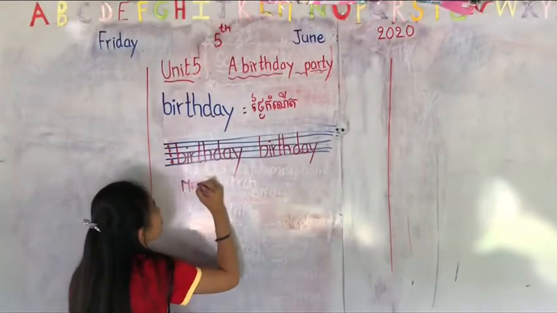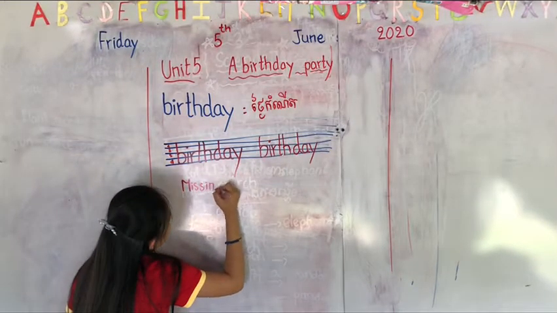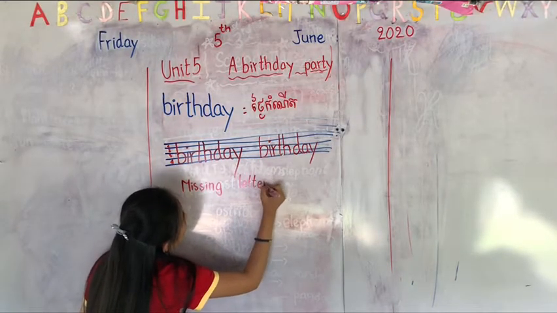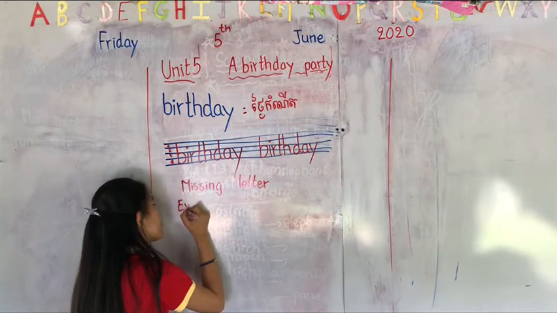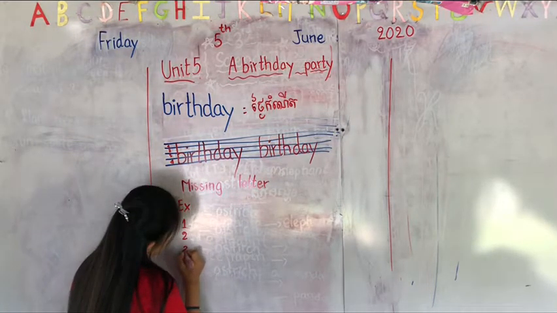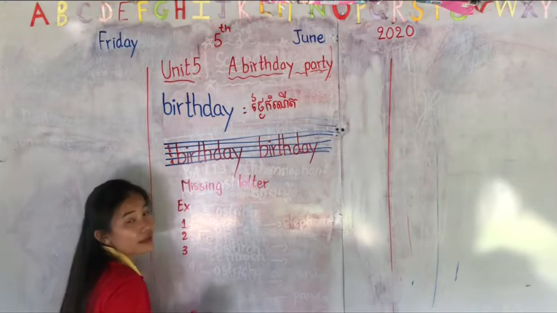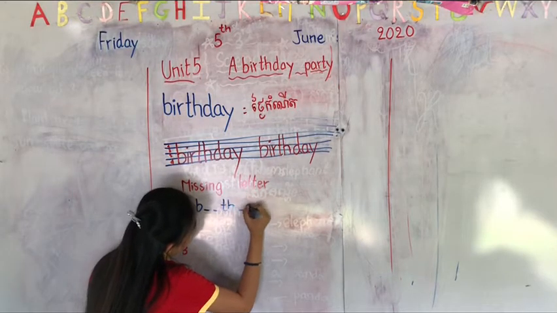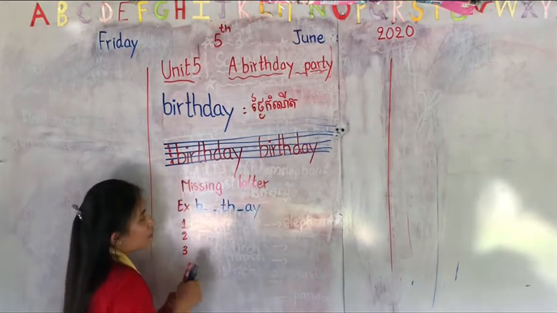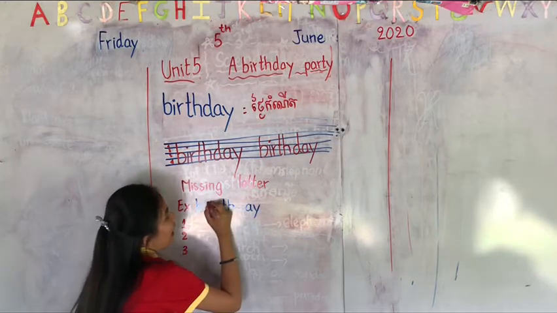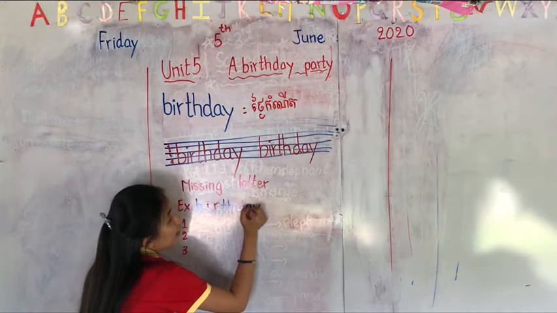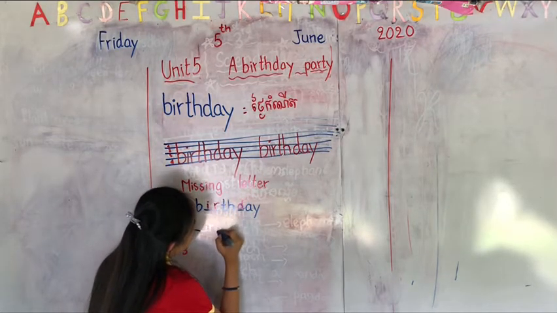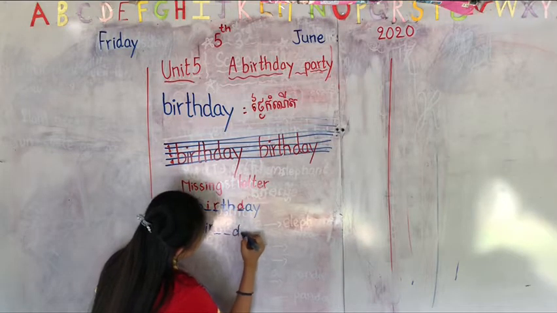Missing letter. Okay, so missing letter. For example, B, blank, blank, T, H, blank, A, Y. So the missing letters are I, R, and D. Birthday, here.